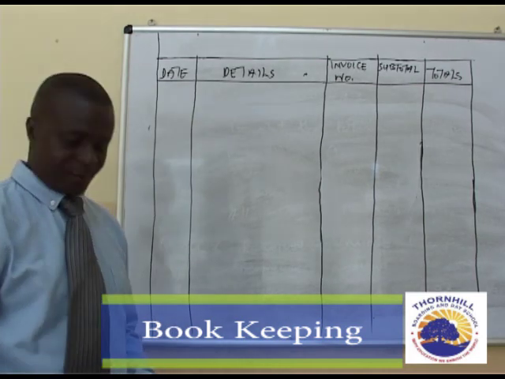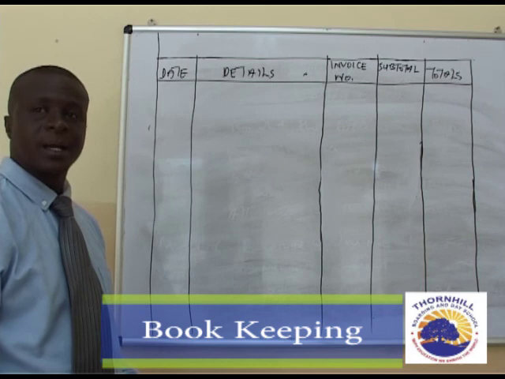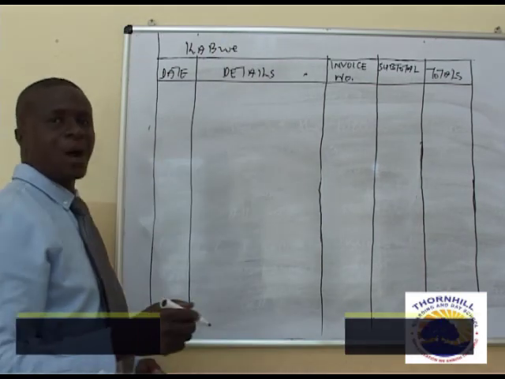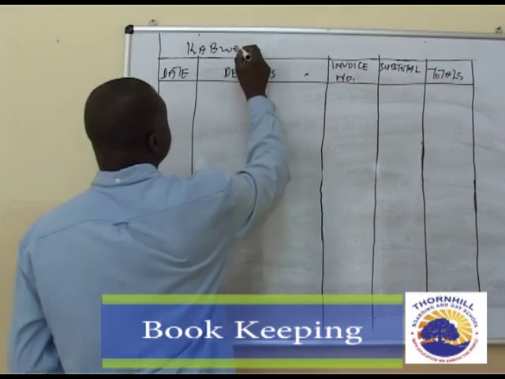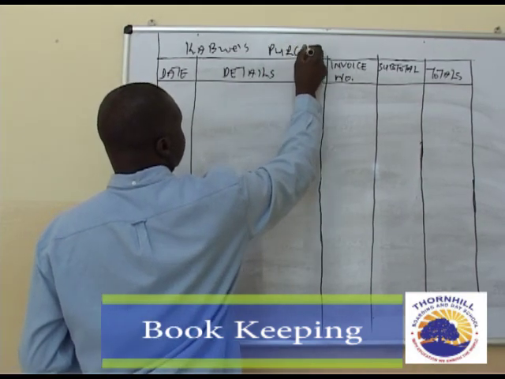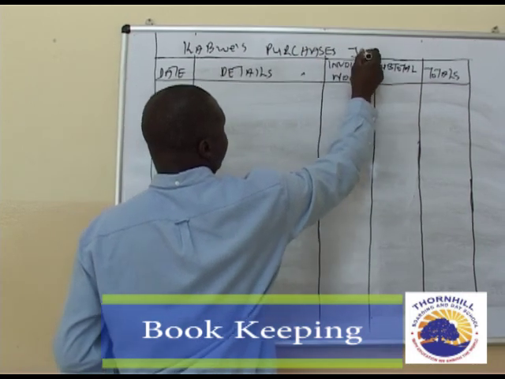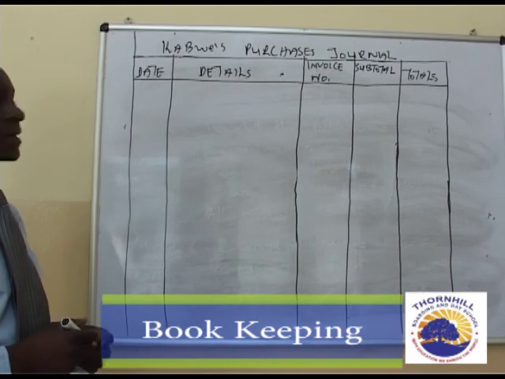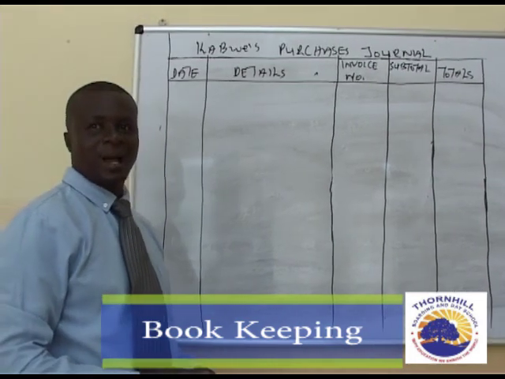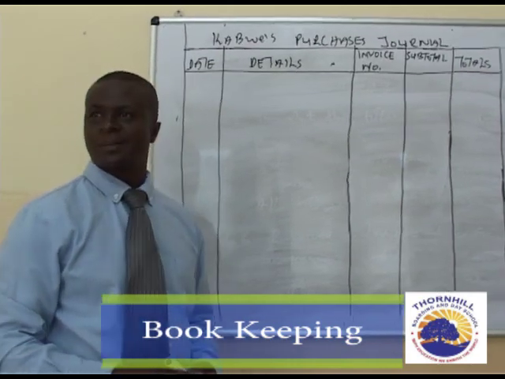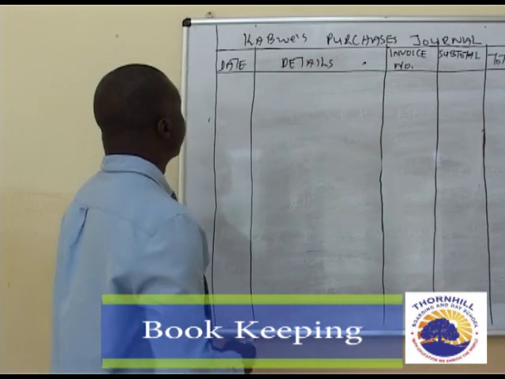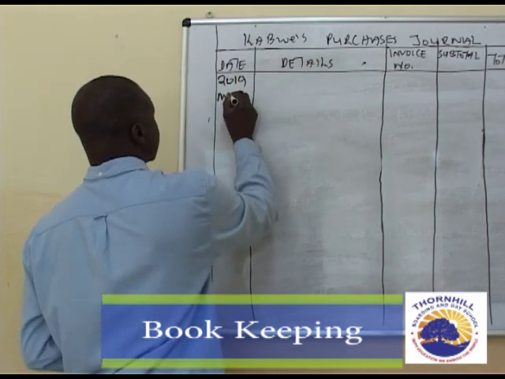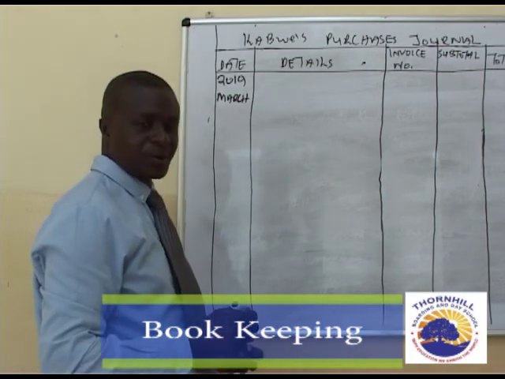Then we give it a title. The title must have the name of the owner of the business. In this case, we said Kawe. So this is supposed to be Kawe's purchases journal, in capital letters. That particular title will give you half a mark in the final exam. So you can't get a zero in bookkeeping or in business studies. So we put now the year 2019, the month, March, and we go to the transactions.